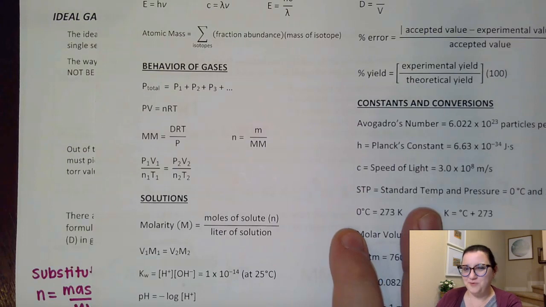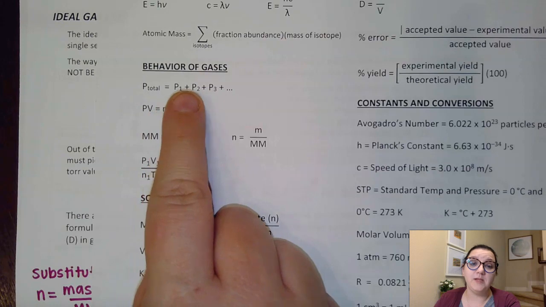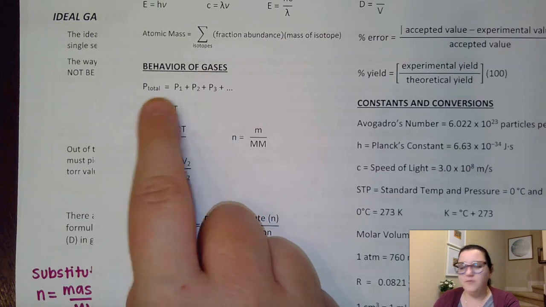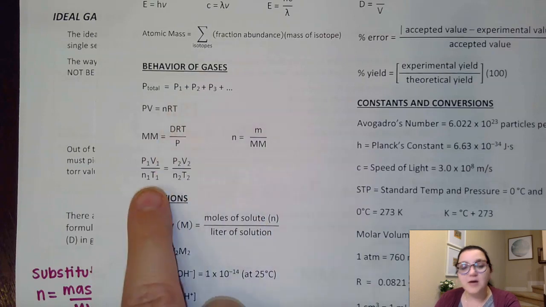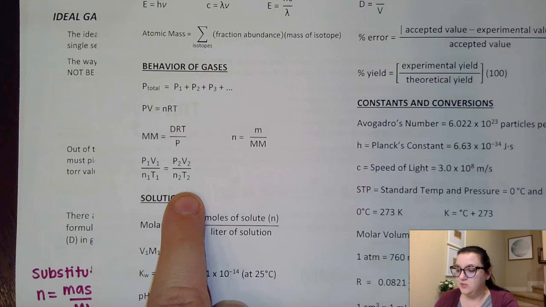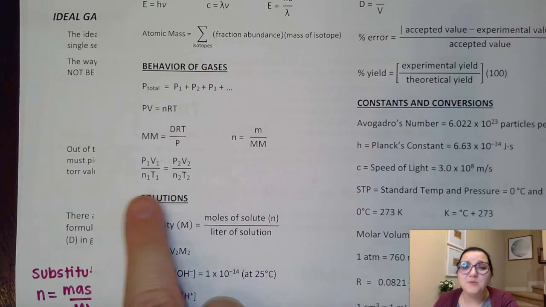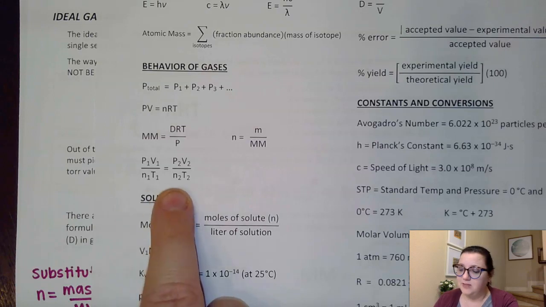Hopefully we'll notice a few familiar things in here, such as P total equals P1 plus P2 plus P3. Hopefully we recognize that as being Dalton's law. You'll notice down here we have P1 V1 over N1 T1 equals P2 V2 over N2 T2. Hopefully we recognize that as being the combined gas law. Remember, Boyle's, Charles's, Gay-Lussac's, Avogadro's, their formulas are all hiding in that combined gas law.